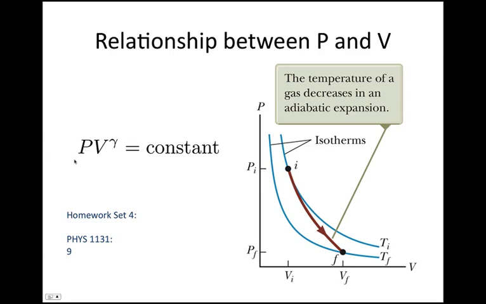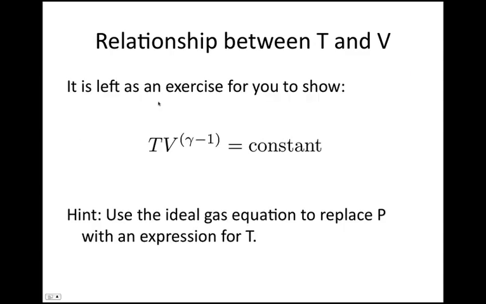Okay, so the equation for the relationship between P and V in the adiabatic case is PV to the gamma is constant. Now remember, gamma is Cp on Cv. You're given that on the formula sheet. A question to practice using this equation is 1131 set 4, question 9. It's a very hard question. And now it's left as an exercise for you to show that Tv to the gamma minus 1 is constant. The easiest way to do this is just to use the ideal gas law to replace P with T.